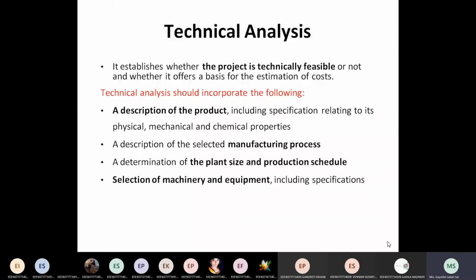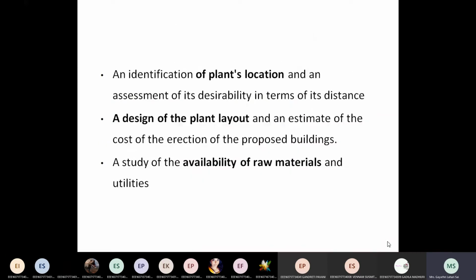Okay, the third one is determination of plant size and the production schedule. This is very, very important. Plant size, whether the layout you are planning is okay or not, everything you have to see. Then the next one is selection of machinery and equipment; the concerned specifications you have to study. Then identification of plant location. This is very, very important.